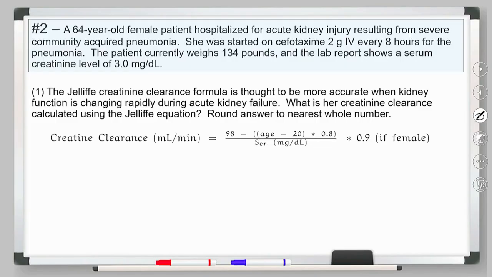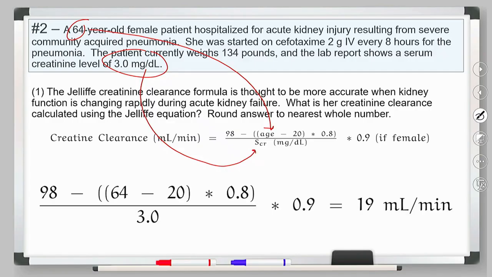So let's measure the clearance of the creatinine. There are a couple of different formulas used to do that. Let's start with the Jelliffe. I'll let you start with this one. The nice thing about this one is it uses essentially age and serum creatinine. So I'll take the serum creatinine. That's the variable that would go down there.